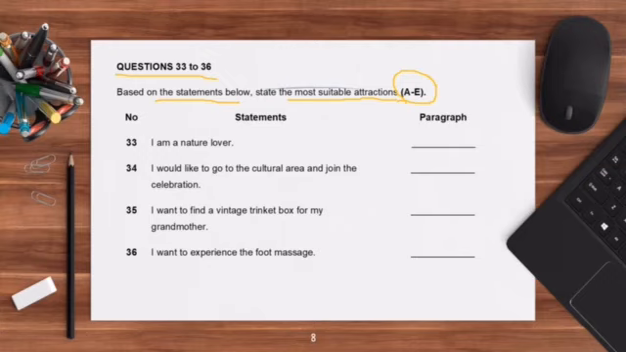I am a nature lover. Number 34, I would like to go to the cultural area and join the celebration. I want to find vintage trinket box for my grandmother and I want to experience the foot massage. So what you have to do now, you have to refer to the brochure and try to find the answer. Okay, try to do this question.